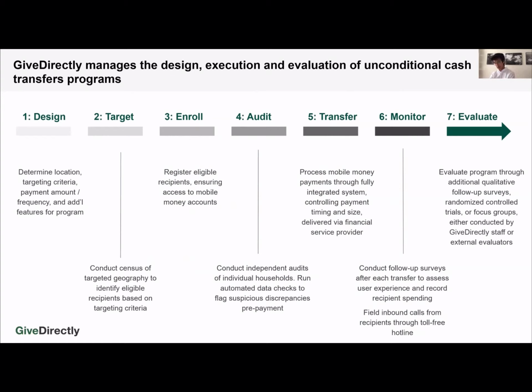So I won't spend too long on this slide. I'll just say that what we really do is we do the whole process. We design a cash transfer program. We identify the people in need. We enroll them. We pay. And then finally, we work with external research institutions to evaluate this work.